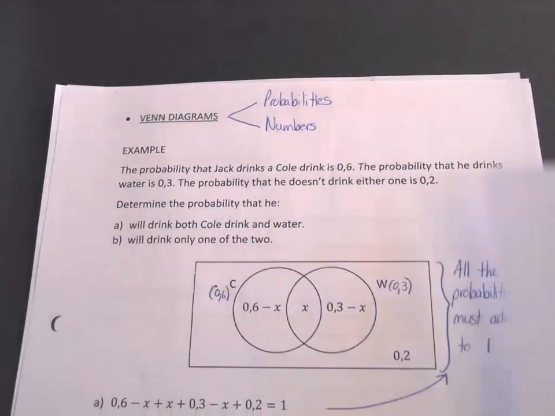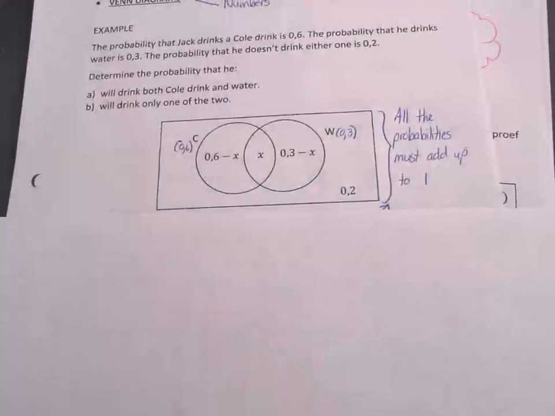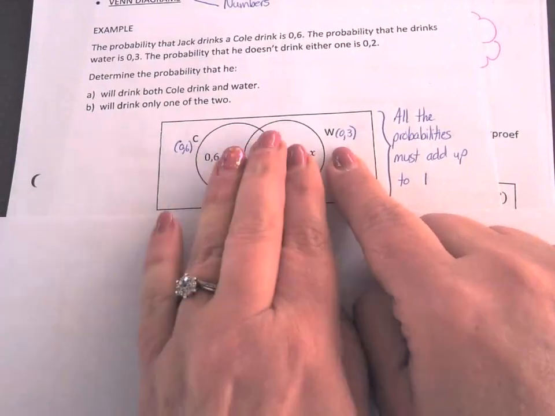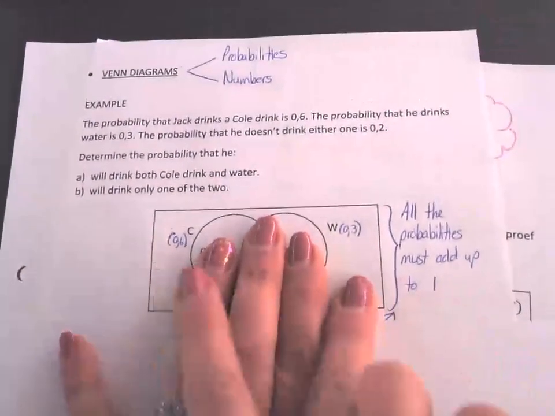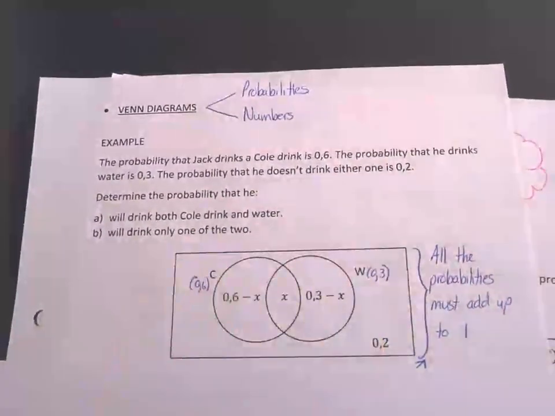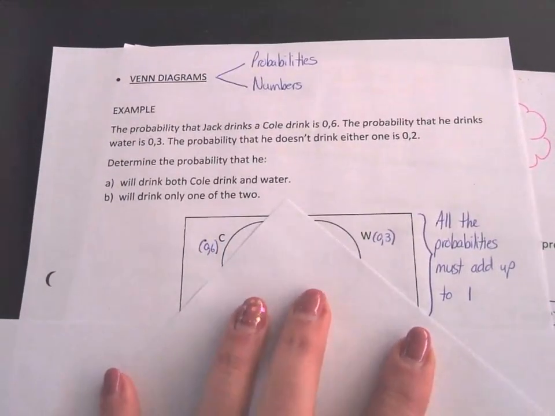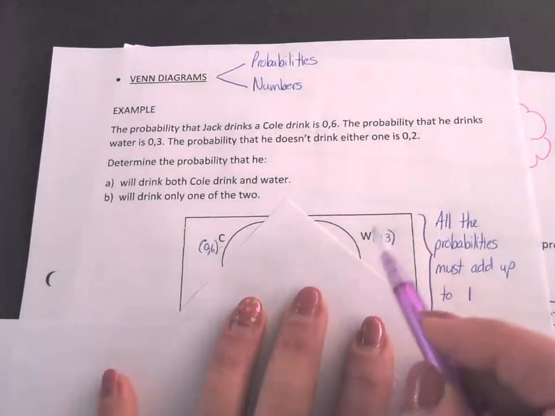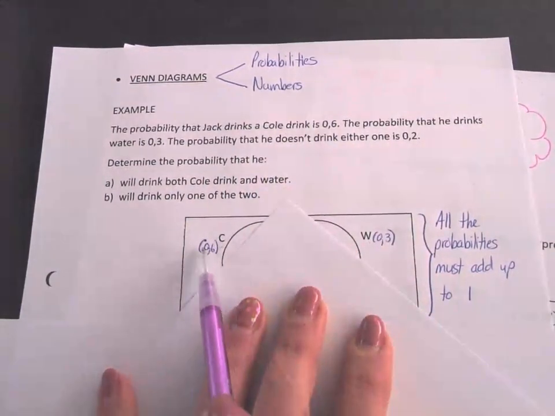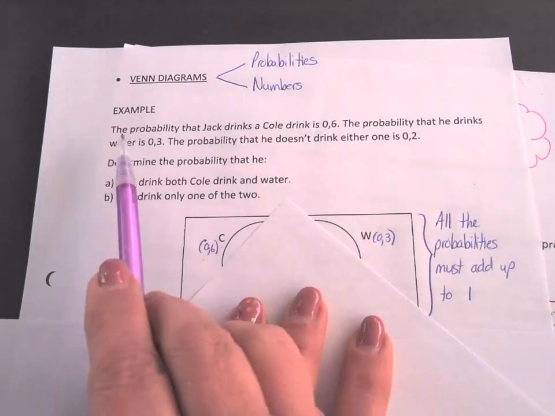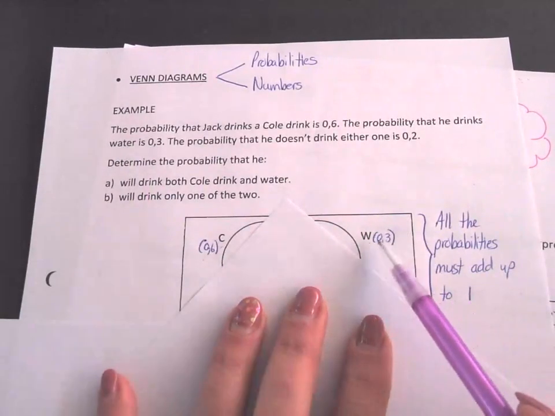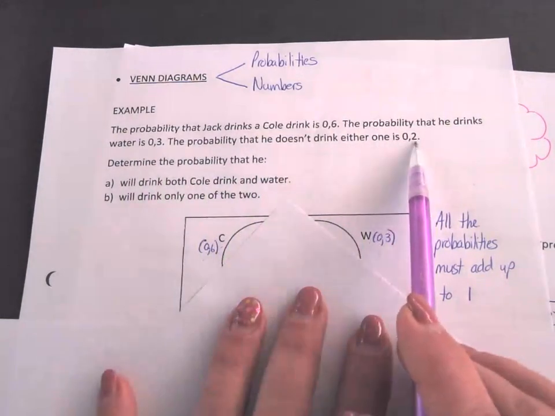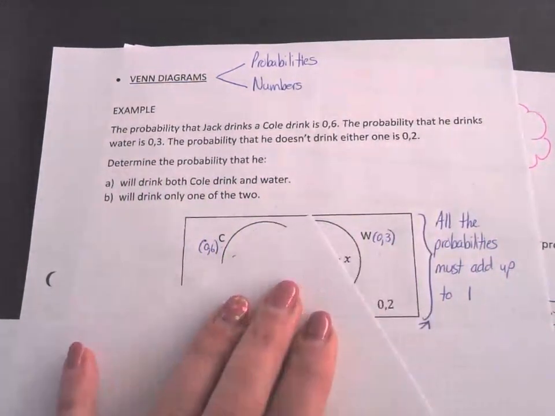So you always start with two circles if there are two events. In this case, it's cold drink and water. Then you write the probabilities in pencil next to the headings. Cold drink is 0.6, so that's pencil. Water is 0.3, that's also pencil. And what they give you, neither one is 0.2, you write in pen.